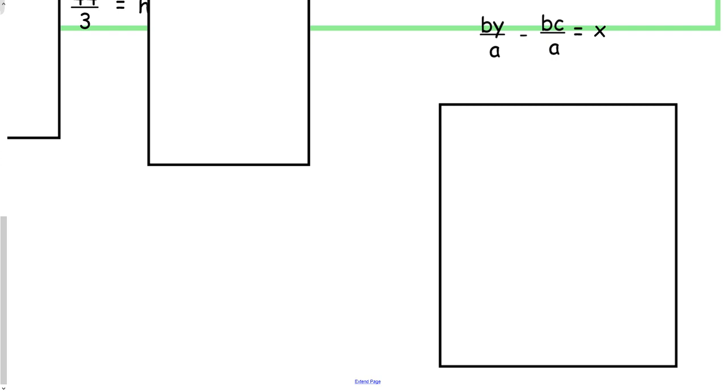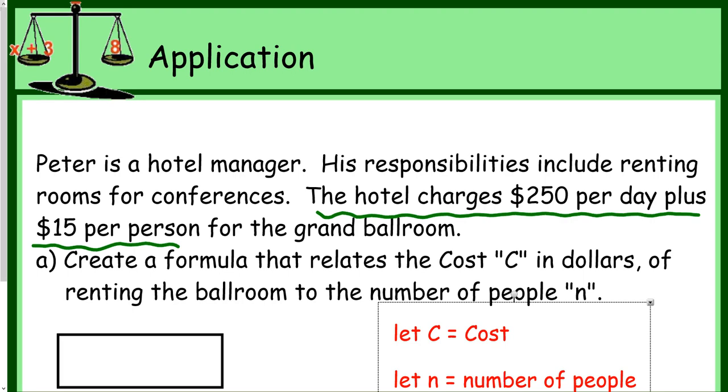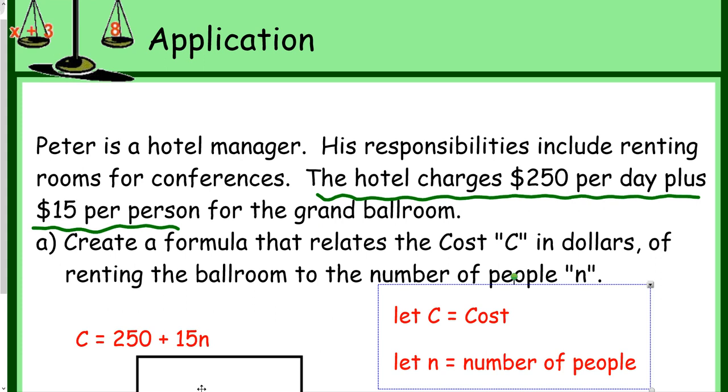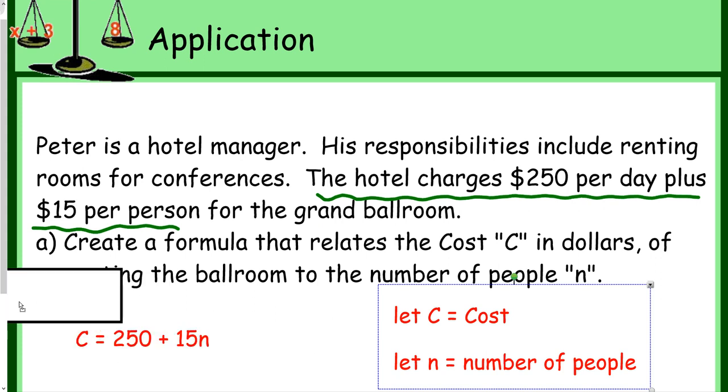And that's it. Okay, the last thing I want to do is I want to just go through an application question. We have Peter, who's a hotel manager. His responsibilities include renting rooms for conferences. The hotel charges $250 per day plus $15 per person for the grand ballroom. And we want to create a formula that represents this. So we're going to use C for cost and N for number of people. Okay, so you're writing an equation that represents this, what I have underlined here. Hotel charges $250 per day plus $15 per person. So cost is equal to 250 plus 15n.